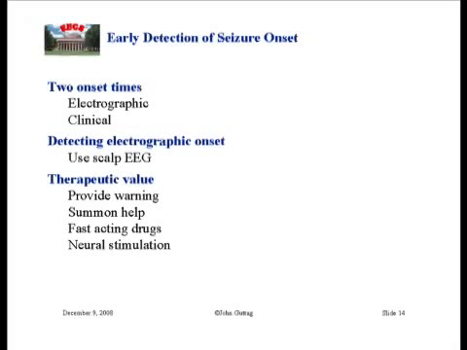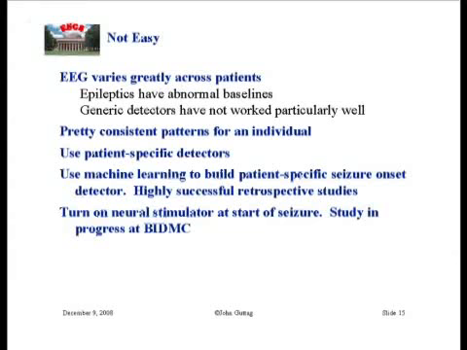So here's a picture of an EEG, and I'll just point out seizures can be tricky to find. You might think this is a seizure, but it isn't. That's blinking your eyes. Oh, well. Here is the seizure, but in fact it's begun about here, where things don't look particularly ominous. So it's pretty subtle to detect. One of the problems is EEG varies across patients, and epileptics have abnormal baselines.